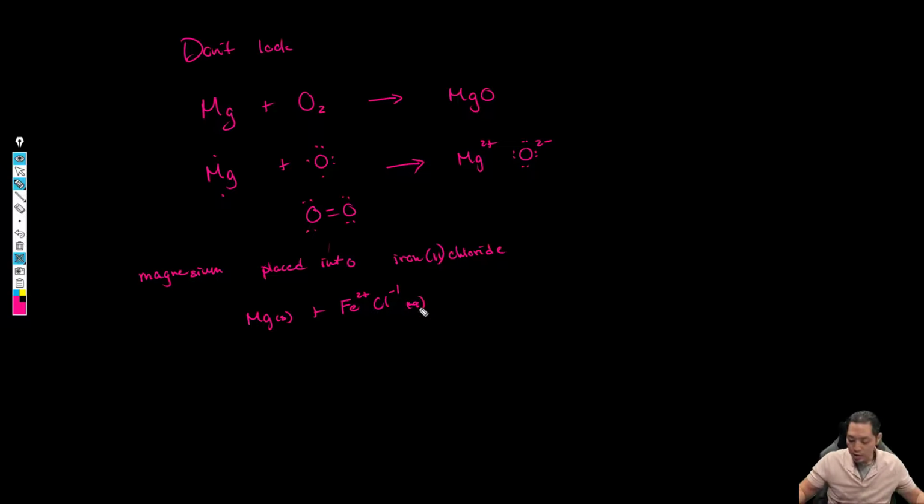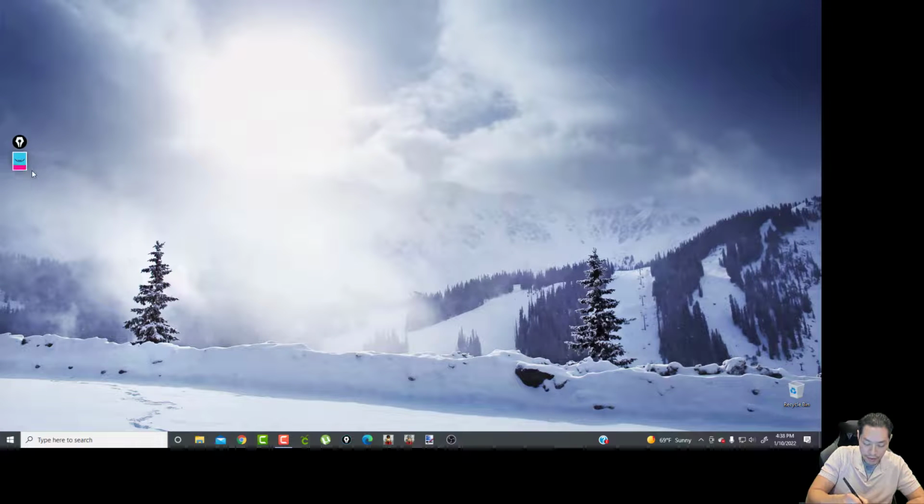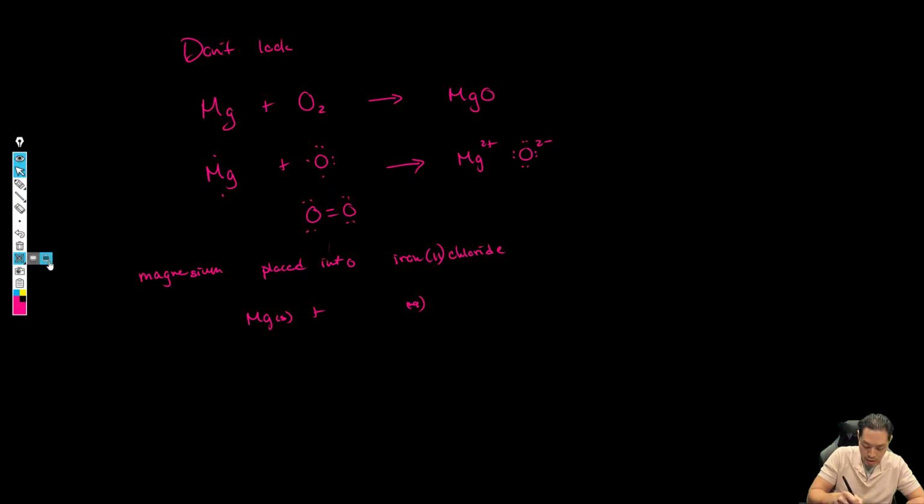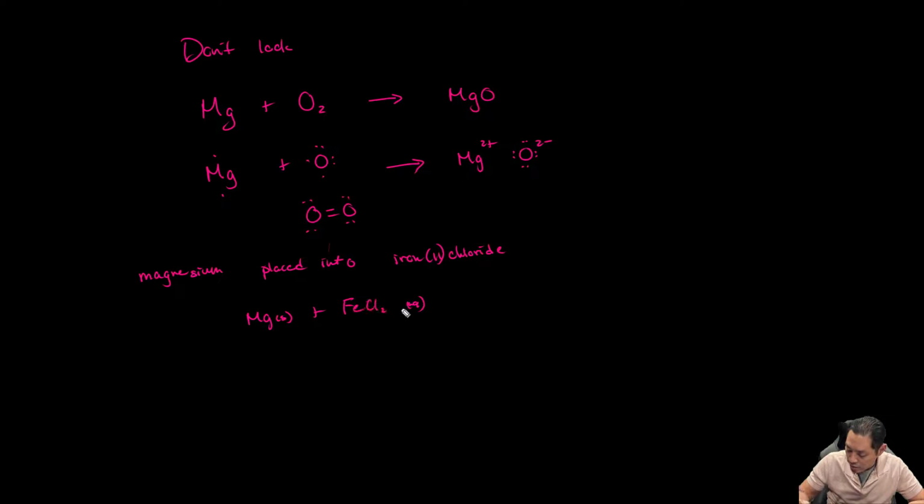Now in a problem like this you just want to switch. So the 2 will go here, the 1 will go here. But you really don't have to write it like that. You just write FeCl2, aqueous.